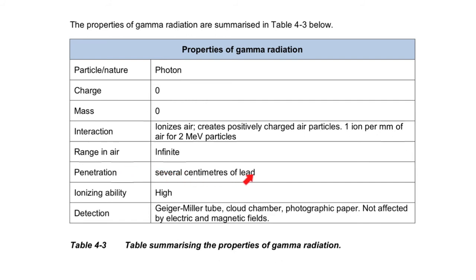Penetration: several centimeters of lead. Ionizing ability: high. And once again, it's detected by means of Geiger-Müller tubes, cloud chambers, photographic paper. But because it doesn't have a charge, it's not affected by electric and magnetic fields. So it cannot be slowed down, and its direction cannot be changed. I'm talking about a gamma ray now, which would be made up of many, many gamma photons, cannot be altered by an electric field or by a magnetic field because gamma photons just do not have charge.